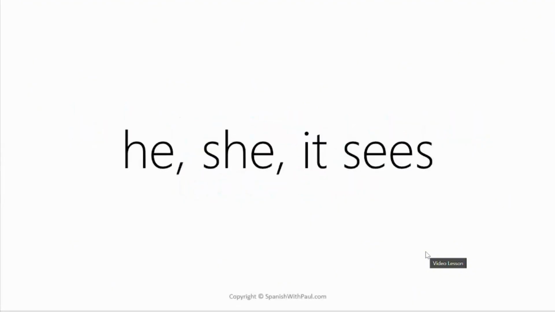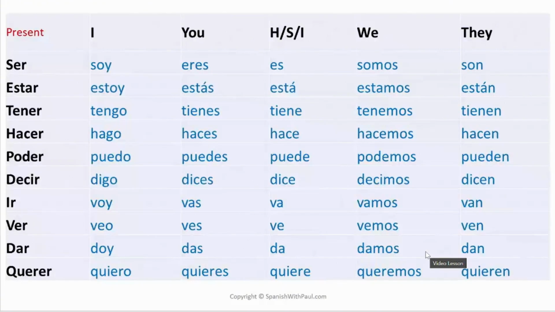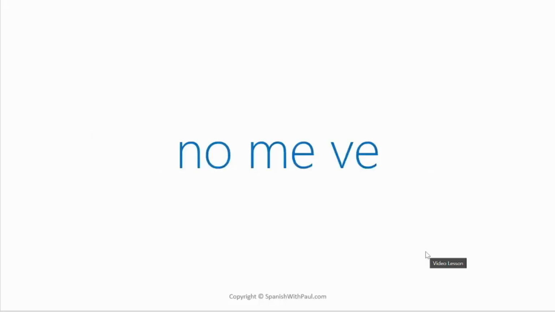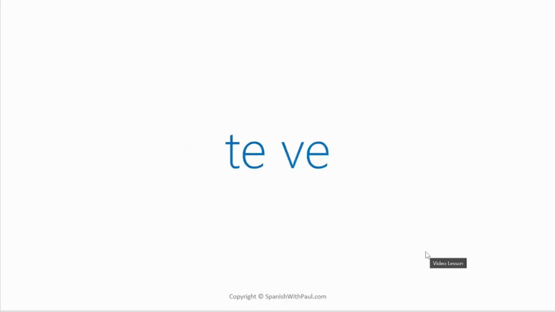Next, I'd like you to find the sound for he, she, or it sees. So the angle is here in the middle, he, she, it. The verb is ver, so the sound would be ve. Ve. How would you say, she sees me? Me ve. She doesn't see me. No me ve. She sees you. Te ve. She doesn't see you. No te ve.